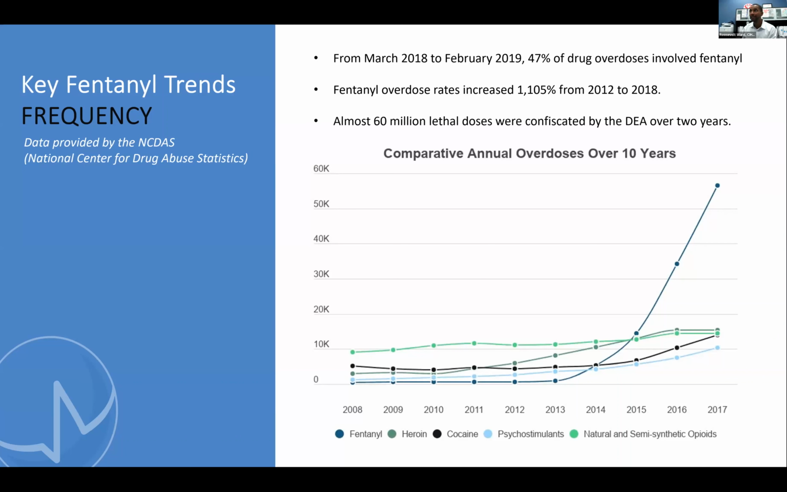So a lot to handle there with the statistics with overdoses, and the trends show the numbers and the graph continually rising through the future. Next slide.